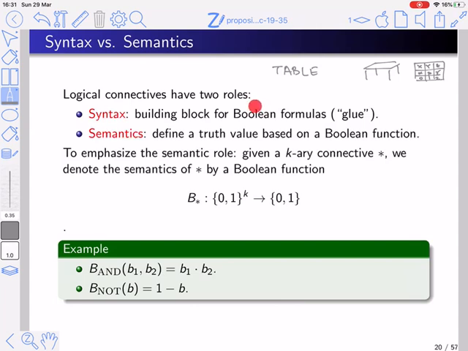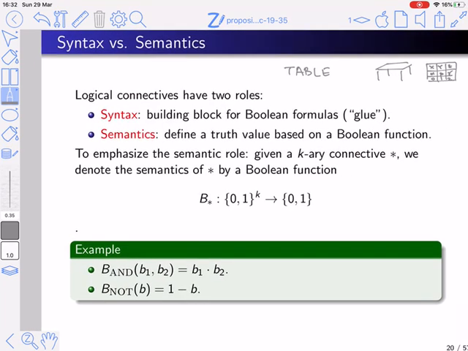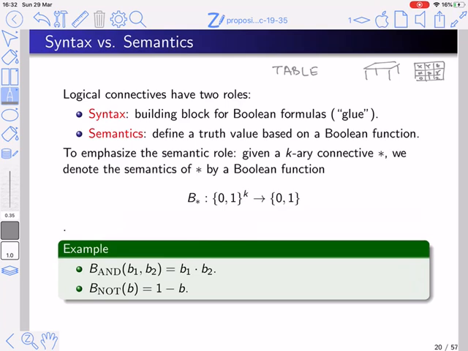Okay, so given a logical connective, we can view its role either in syntax or in semantics. What is the role of a logical connective in syntax? It is a glue. It takes 2 Boolean formulas or 1 Boolean formula, and it helps us construct a larger formula from a smaller formula. What are the semantics of a logical connective? Well, the semantics is just a Boolean function that assigns a truth value.